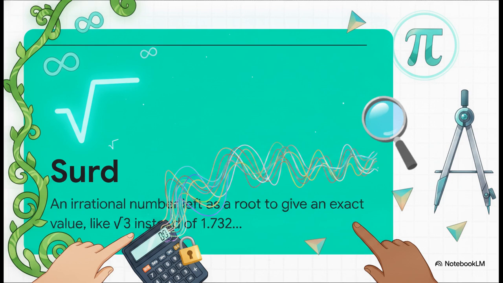There's no recurring pattern. So instead of writing out infinitely messy decimals and losing accuracy because you had to round it off, surds are actually this brilliant shortcut. They let us maintain perfect, exact precision. It's exactly the same logic as using the pi symbol instead of writing 3.14159 over and over.